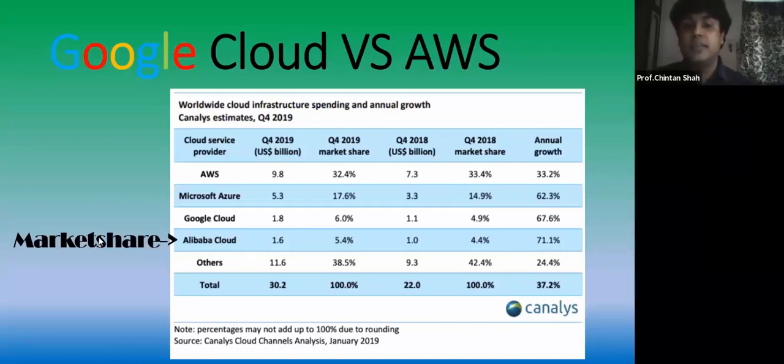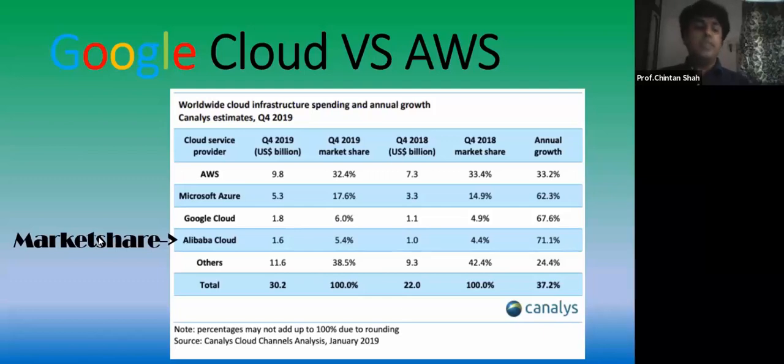Also, in terms of revenue, AWS generated $9.8 billion in Q4 of 2019, while Google Cloud has only generated $1.8 billion. But do not stop here. Check the last column on annual growth. AWS has a growth of 33.2%, while Google Cloud has a growth of 67.6%. So in terms of annual growth, Google Cloud is the winner. But in terms of market share and revenue generation, AWS is the winner.